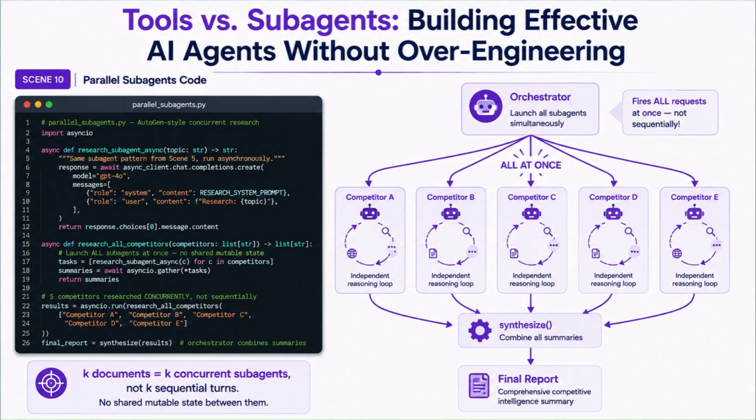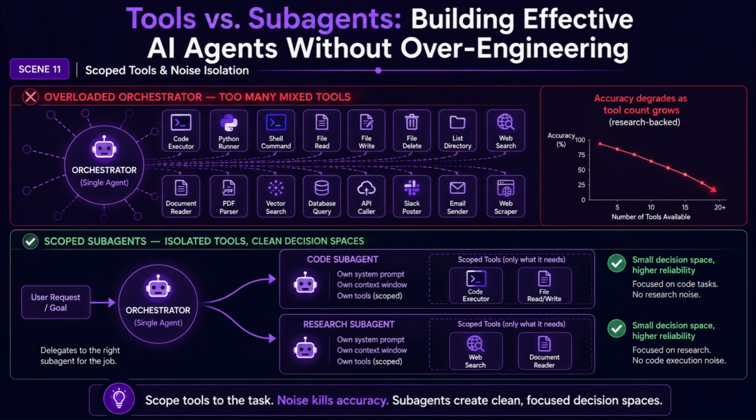This pattern only works because subagents genuinely do not share mutable state with each other. Each one is a fully self-contained unit of reasoning, which is exactly the property that makes true parallel execution safe and reliable to run. Third scenario.